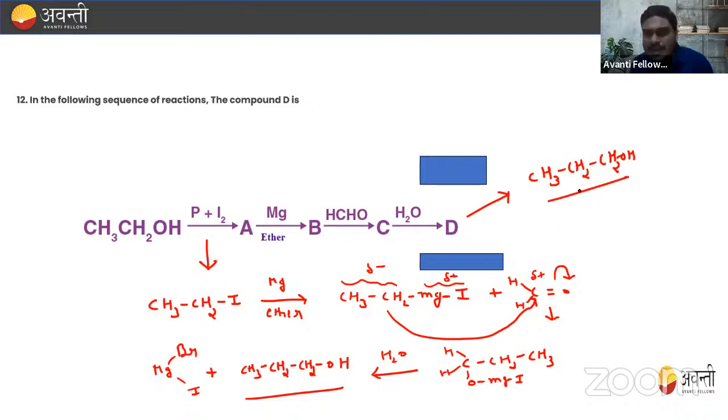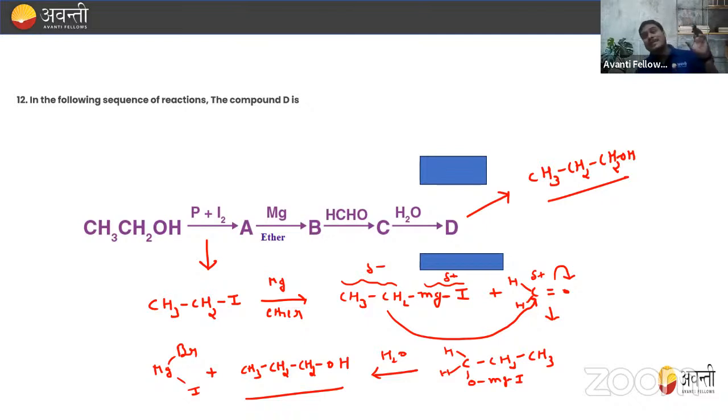Right? So if you are clear with the reaction mechanism, if you know which one behaves as a nucleophile, electrophile, what are the steps in this reaction, then you can easily predict any of the chemical reaction very easily, right? Because we know what happens when the alcohol is treated with P plus I2.